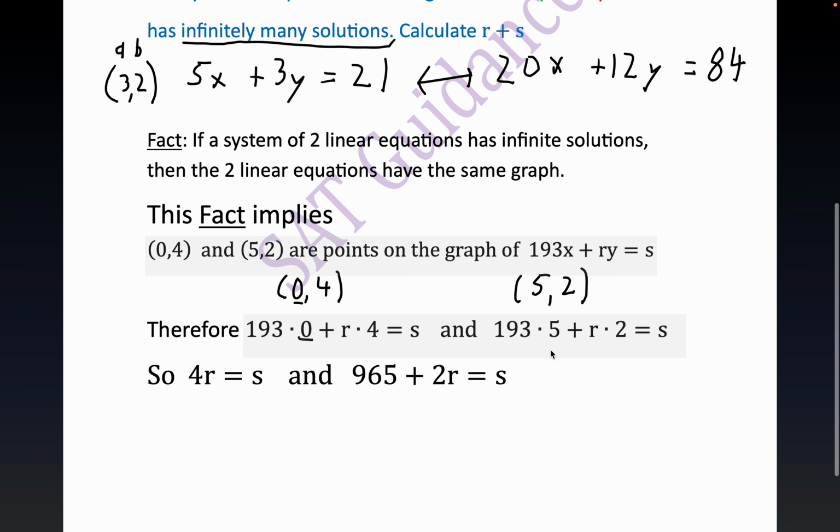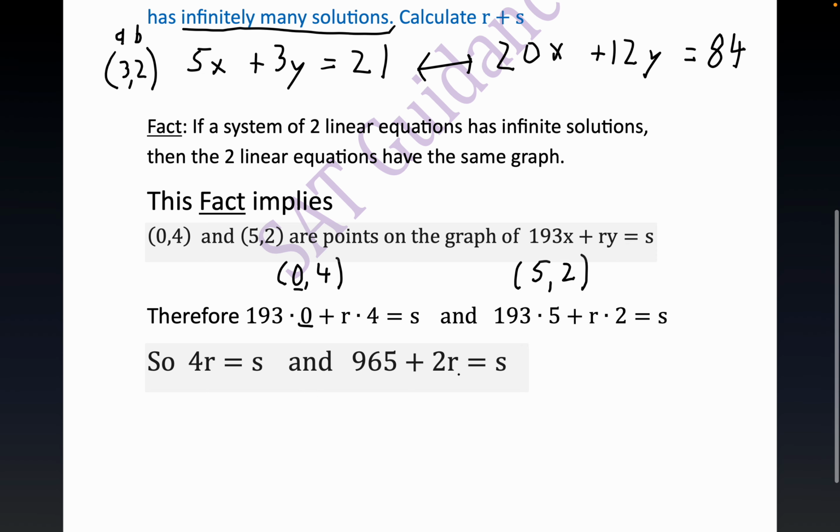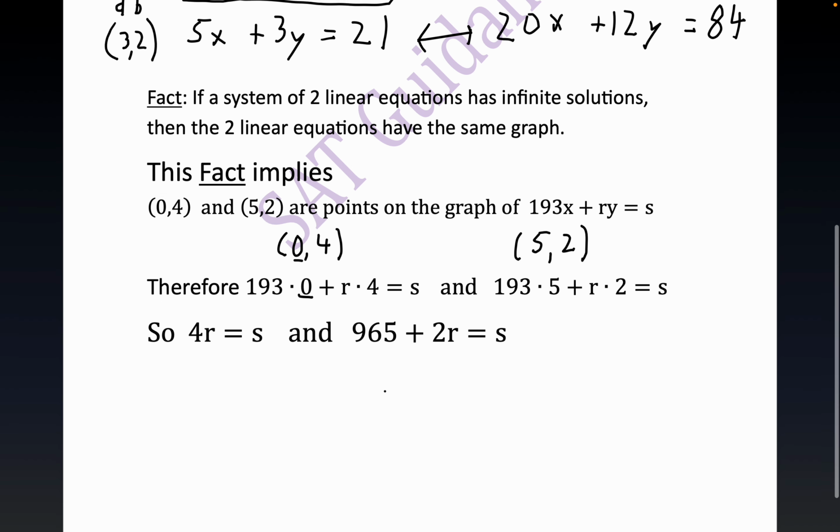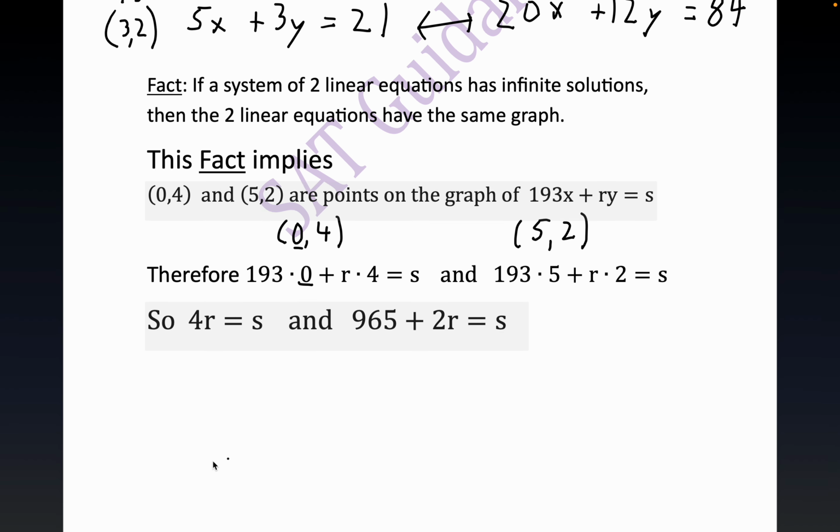But anyway, we get this 5 times 193 is 965, no technology required. Now, if you put 4R right over here, since S is equal to 4R, you get 965 equals 2R.